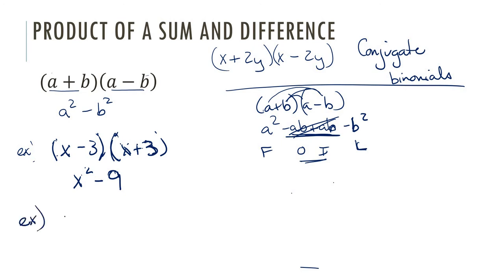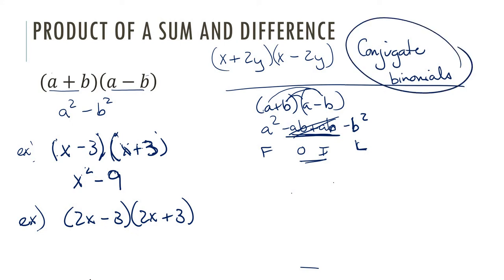So try this one as well. 2x minus 3 times 2x plus 3. Notice the pattern. The first terms are the same, the last terms are the same, one plus, one minus, that's a conjugate binomial. To multiply conjugate binomials, I multiply the first times the first, 4x squared, put a minus sign, multiply the last times the last.